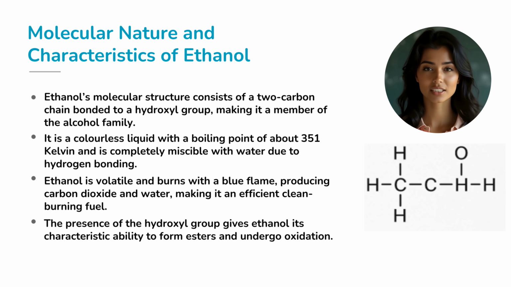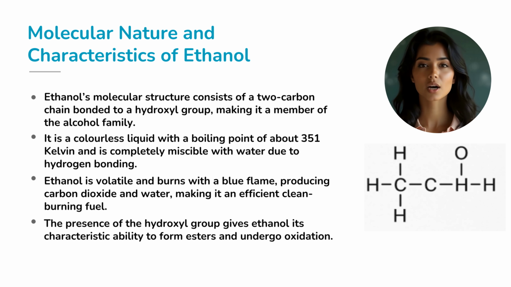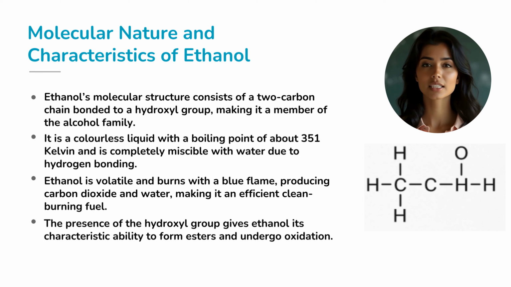Let's start with ethanol. Structurally, it's a simple chain of two carbon atoms, each bonded to hydrogen atoms, with the last carbon attached to a hydroxyl group, that's an oxygen-hydrogen bond. Ethanol is a colorless liquid with a boiling point of about 351 Kelvin, and it mixes with water in any proportion because of strong hydrogen bonding. It's also highly volatile, meaning it evaporates easily.